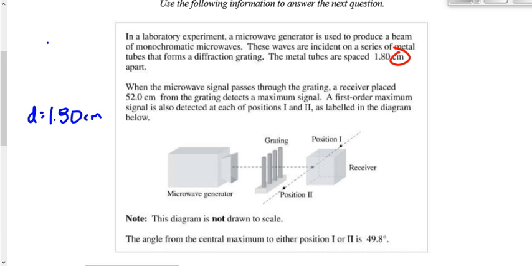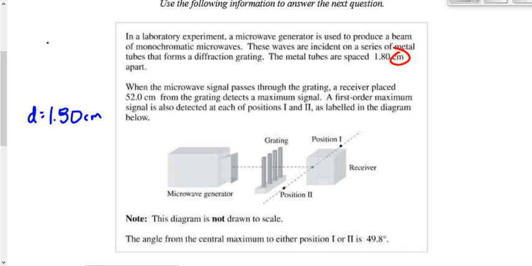Now, I don't know if anybody noticed this when you were working on this question or not. The spacing here is pretty big compared to what we're used to seeing, right? We're used to seeing about 10 to the minus 5 meters for the spacing. This is 10 to the minus 2 meters, so much, much bigger. Can anybody suggest, given the context of this question, why the spacing of these tubes is a lot further apart than we're typically used to seeing?